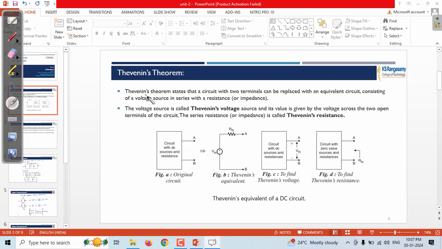So Thevenin's theorem says that a circuit with two terminals can be replaced with an equivalent circuit consisting of a voltage source in series with a resistance or impedance. This original circuit is replaced with the Thevenin equivalent circuit. The voltage source is called the Thevenin voltage and the series resistance is called the Thevenin resistance. Now we have to calculate the Thevenin voltage and Thevenin resistance.